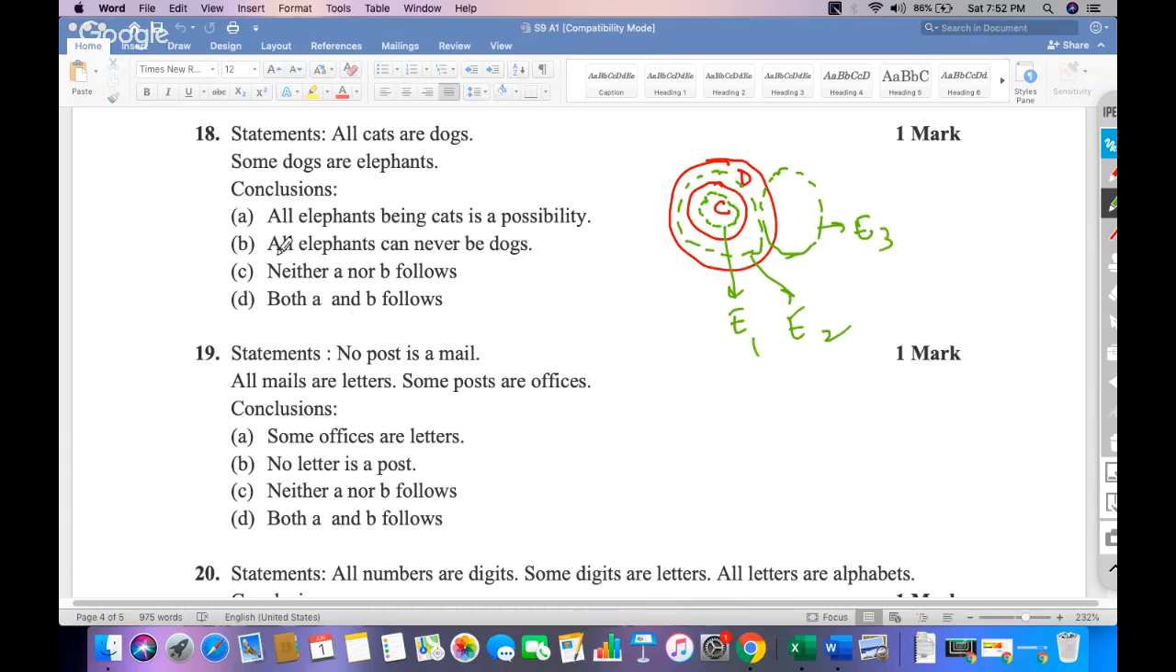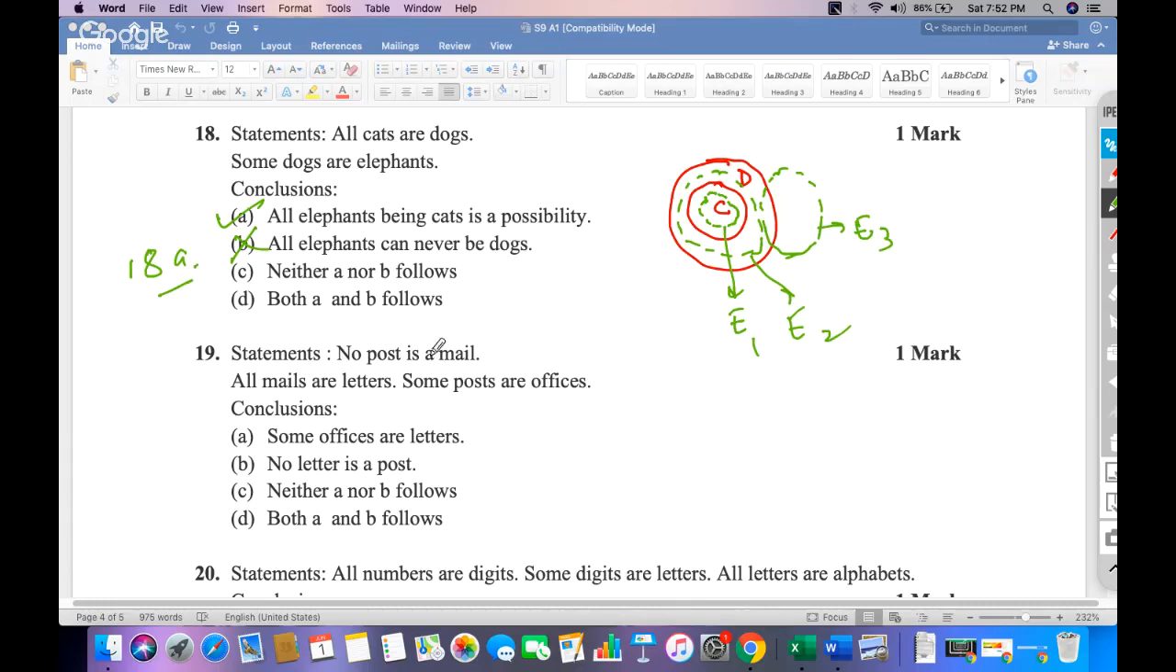So all elephants being cat is a possibility is correct. All elephants can never be dogs, this is wrong. I have drawn this second case, all elephants are dogs. First case also, all elephants are dogs. So 18A is my answer.